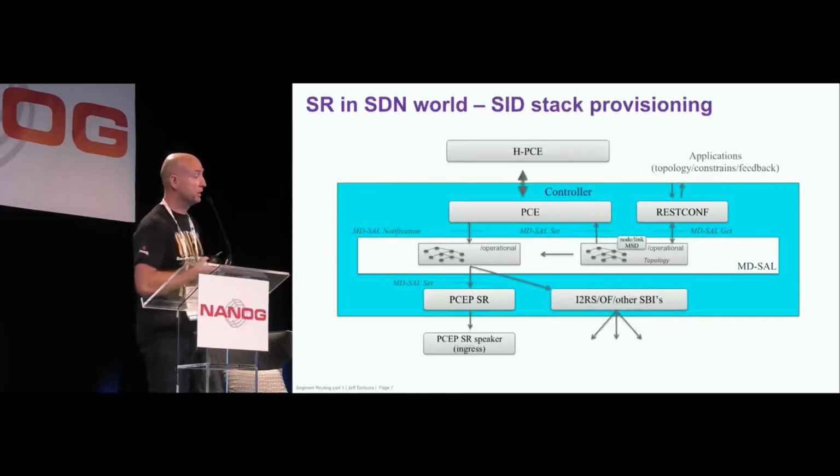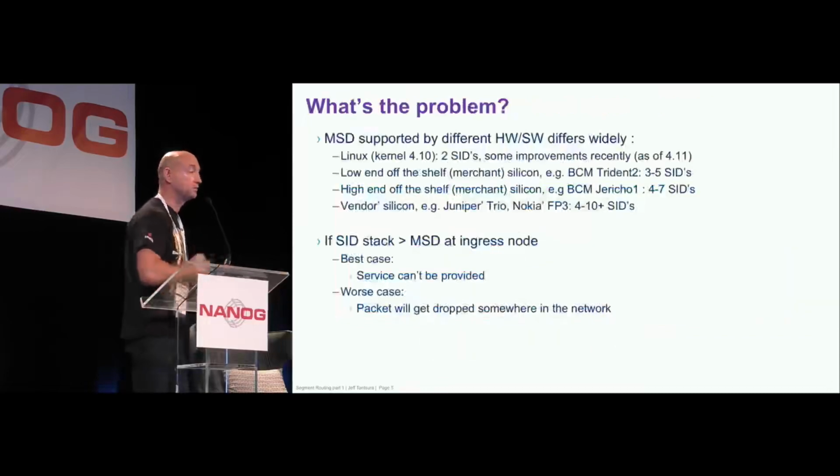SID stack provisioning usually happens through a protocol called PCEP, which is a protocol between the PCE, the path computation element, and the PCC, which is the ingress node itself. So as you can see, when you compute a path, you should know how many labels, or in the IPv6 case, SRHs, the node can push. You should never exceed this value unless you know how to deal with it. And this is the topic of the discussion.